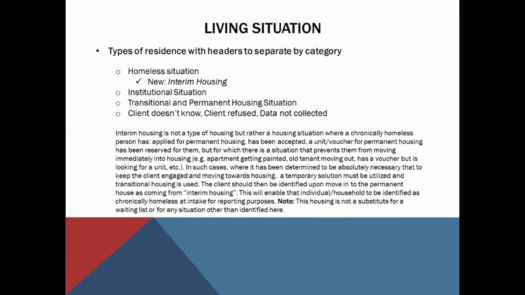Please note, this housing is not a substitute for a waiting list or for any situation other than what's been identified here.